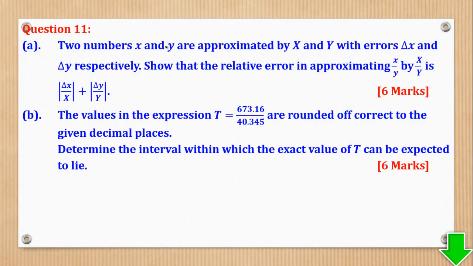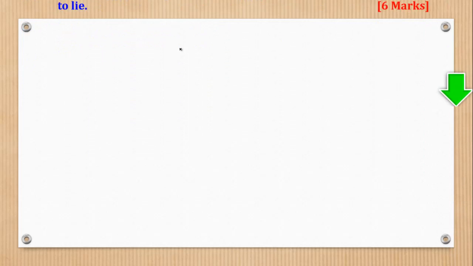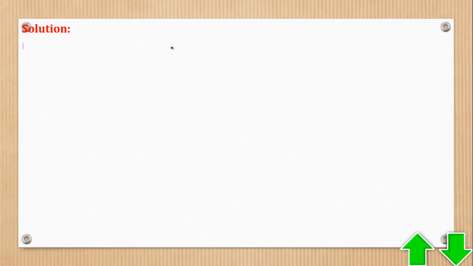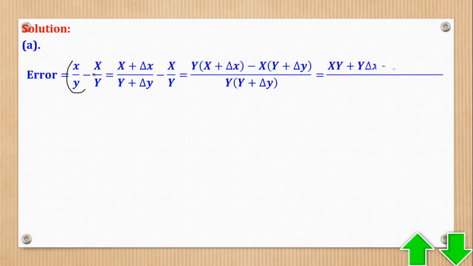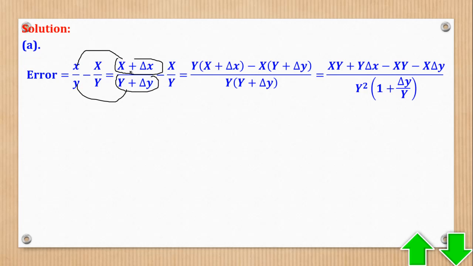The reason why we emphasize that is because the first mark comes from the definition of error, and the definition has to be correct. So let's start with part A. Part A, the definition is that error is equal to exact minus approximate. Then we eliminate the exact because in the proof they only want approximate. So small x becomes capital X plus delta x, small y becomes capital Y plus delta y.